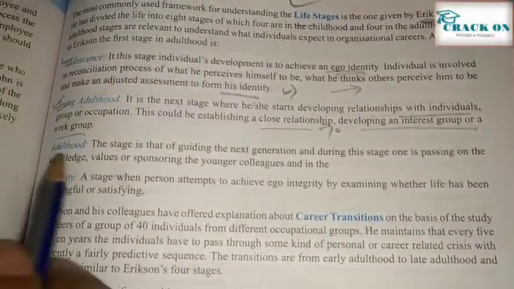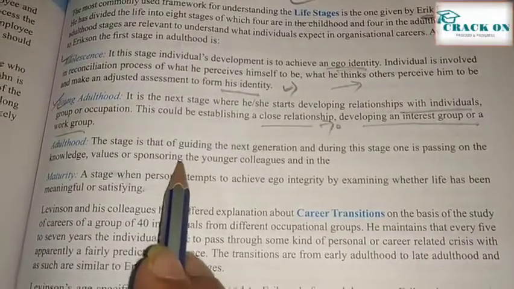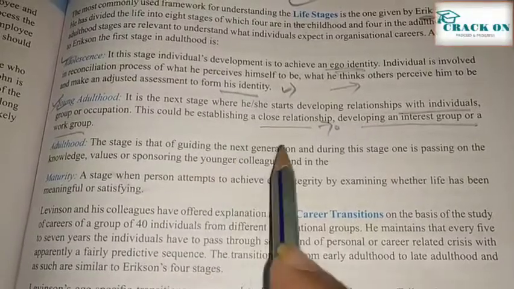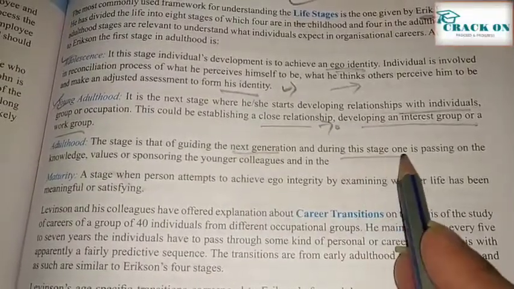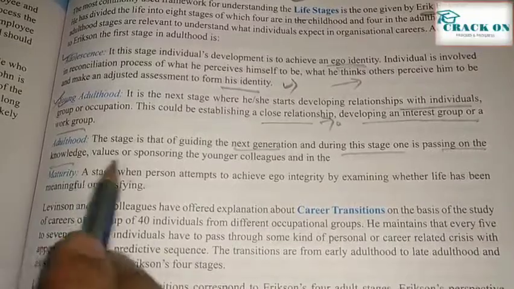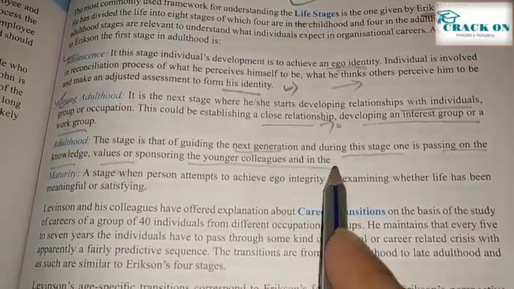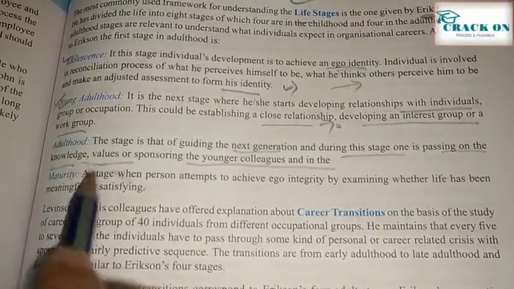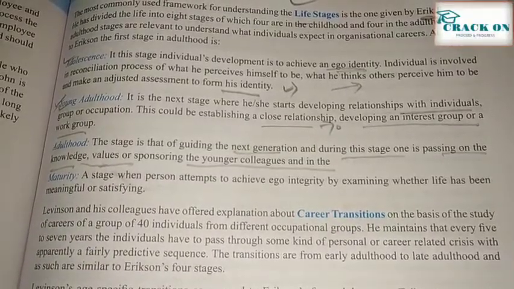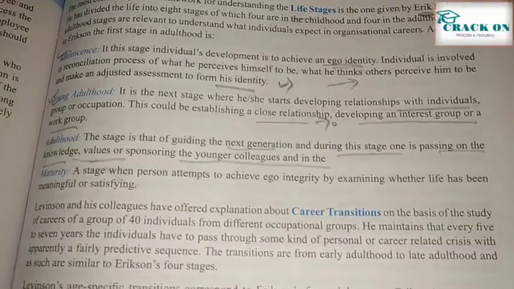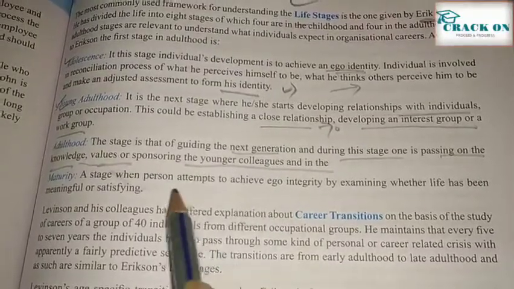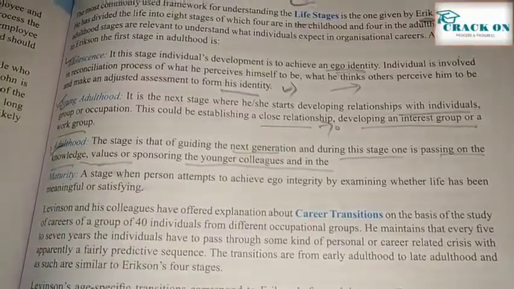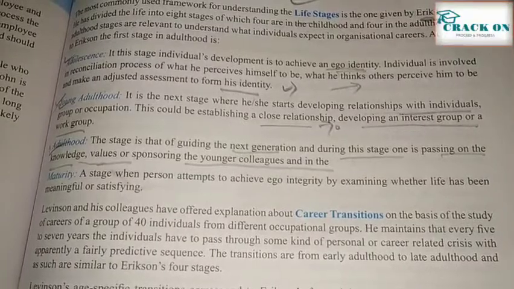And adulthood. This stage is about guiding the next generation, and during this stage one is passing on knowledge and values, sponsoring the younger colleagues, right? So here he is gaining some knowledge, experiences, values, and he is going through many more things, right? So that is adulthood, where we are gaining the knowledge and values, right?